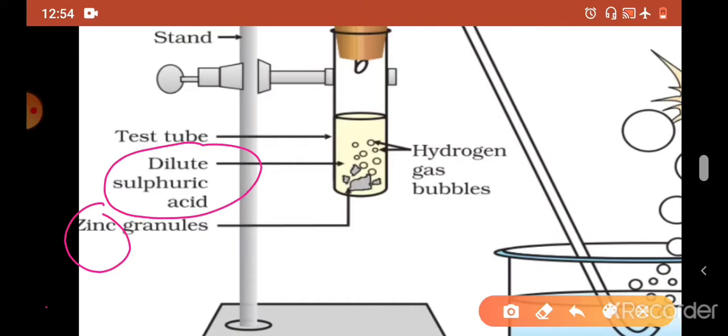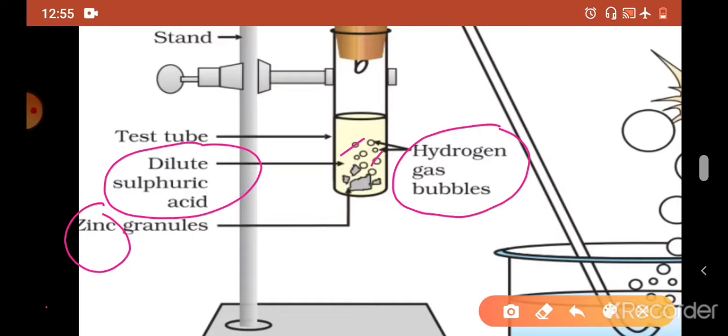As such, sulfuric acid is a very harmful chemical, very corrosive. So you cannot use concentrated sulfuric acid, and you have to dilute it many times with water so that it becomes less and less harmful. So after mixing these two, what are we observing? We observe hydrogen gas bubbles. You can see some bubbles over here in the test tube. So hydrogen gas bubbles are evolved through the test tube.